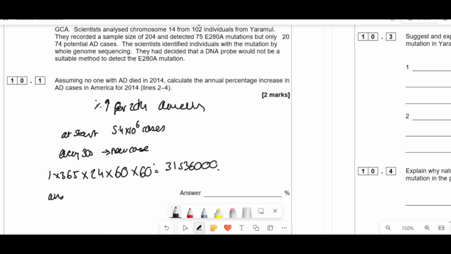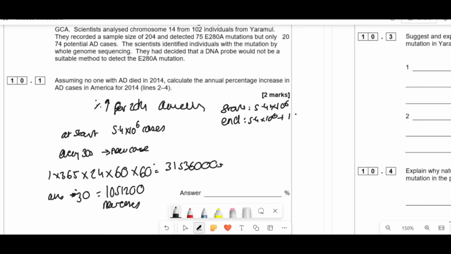So it says every 30 seconds you get a new case. So you're going to divide this time, in seconds in a year, by 30. Because every 30 seconds you get a new one. How many 30s can you fit in there? If we do that, we get 1,051,200. So that means these are new cases. At the start, there was 5.4 times 10 to the 6. At the end, there was 5.4 times 10 to the 6 plus the 1,051,200, which is going to equal 6,451,200 at the end.